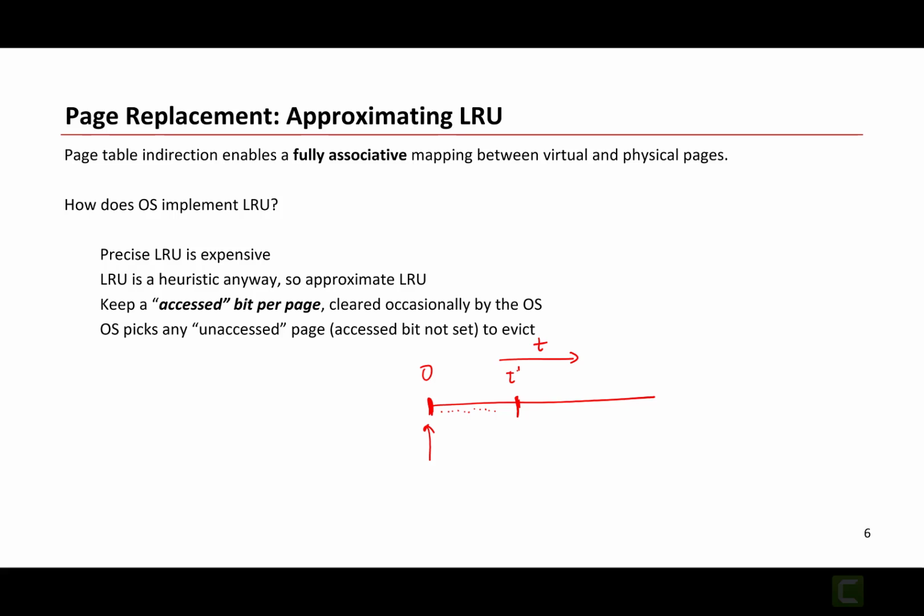Or instead of periodically doing it, you can also do it only when, you can set the accessed bit, and then suddenly let's say there is a page fault and now I need to make space, and so the operating system can go and pick a page with the accessed bit not set, and then periodically it can just clear all the accessed bits so that the whole process repeats.